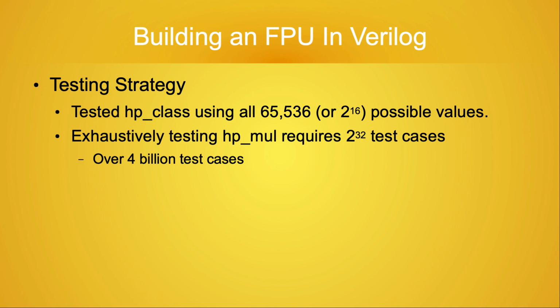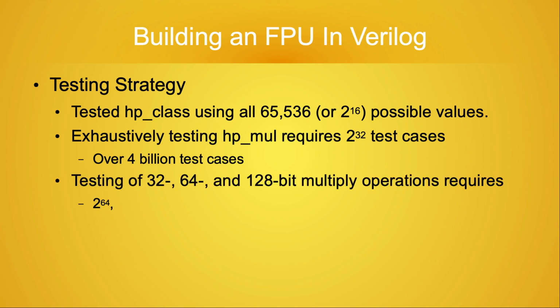This number of test cases is too large to handle with such a brute force technique, and this is only for 16-bit floating point numbers. To exhaustively test all the possible values for two 32-bit operands requires 2 to the 64th test cases. And for the 64-bit and 128-bit floating point formats, the number of test cases swells to 2 to the 128th power and 2 to the 256th power respectively.